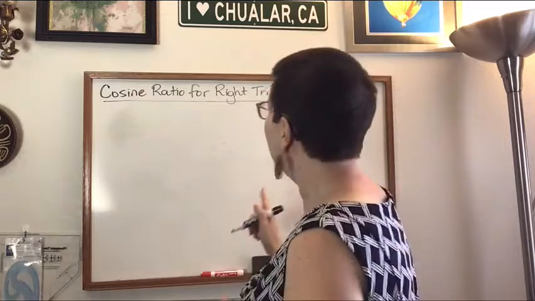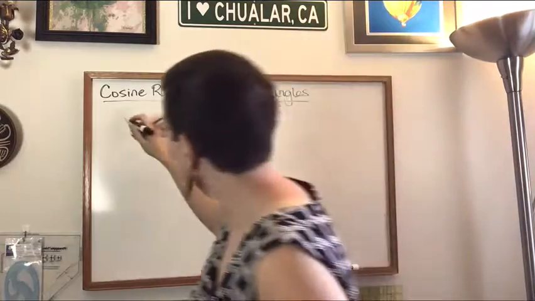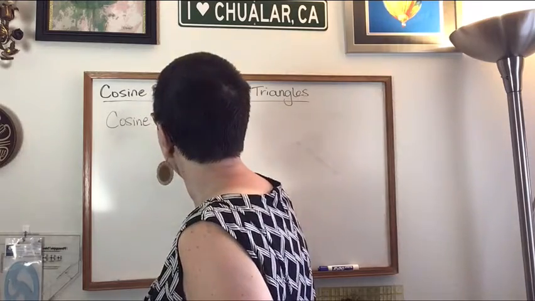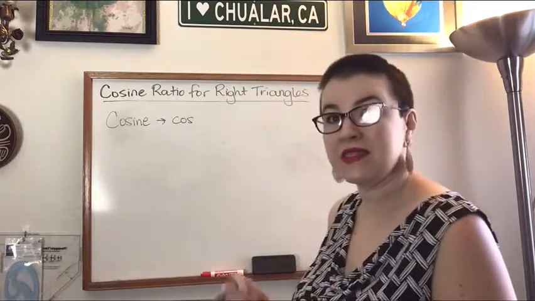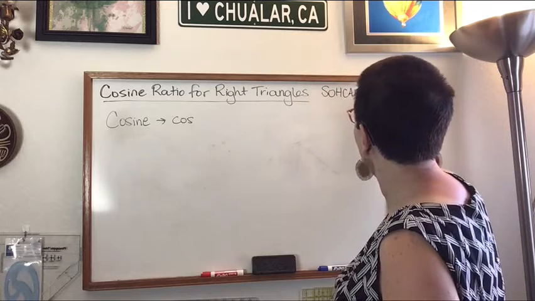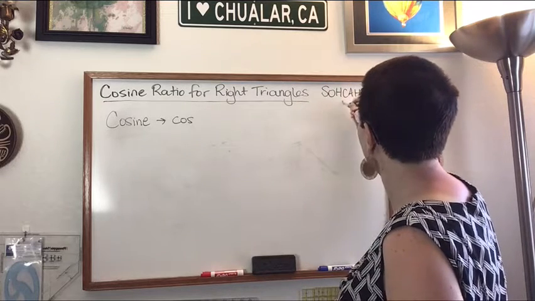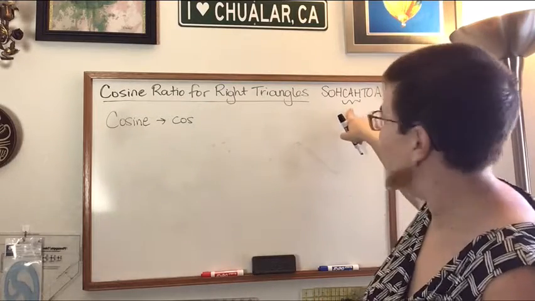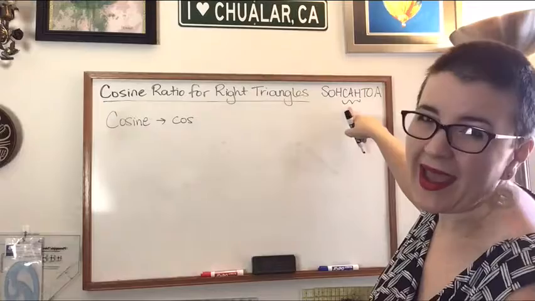All right, so the cosine ratio for right triangles is spelled cosine, like that. We write it as COS. It's a set relationship. Before, I said we have this SOHCAHTOA, which is the "some old hippie caught another hippie tripping on acid." You don't have to memorize that. We're going to use the CAH part.